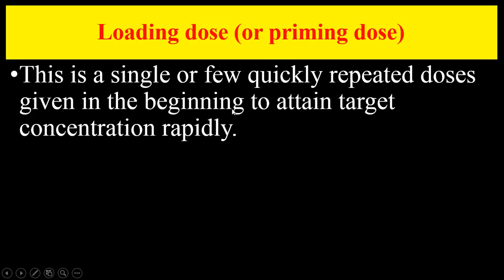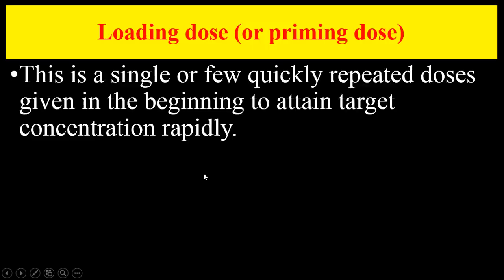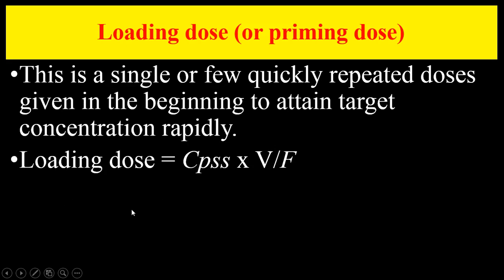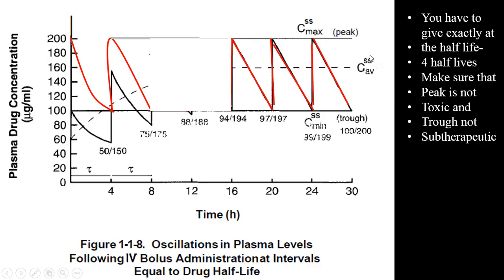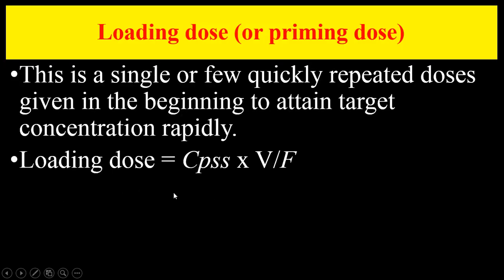So in our case, we give a bigger dose in the beginning to attain the target concentration. This is the target concentration, isn't it? This is the average target concentration, and this is the minimum, and this is the maximum. So whenever we say only steady state plasma concentration, we mean the average steady state plasma concentration. So how will you calculate this loading dose?